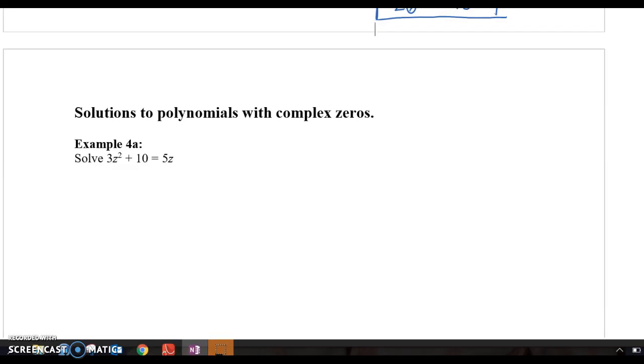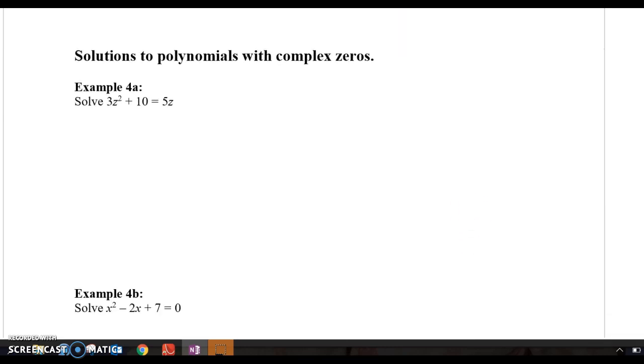Next, we will work to find solutions to polynomials with complex zeros. So to start with, we'll just do quadratics where the degree is 2. So we'll use the quadratic formula. First we need to have it in standard form, set equal to 0. So we subtract 5z from both sides.